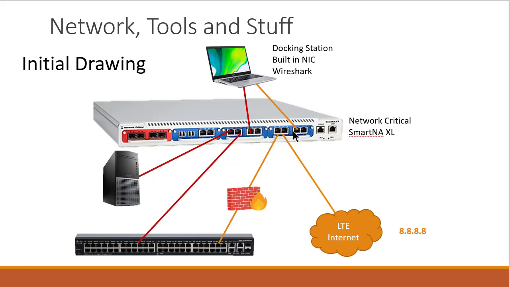These are the two monitor ports on this Network Critical Smart NA packet broker. So on one side, we've got, we'll just call it the client, for example. Here's the client going in that port, out that port, into the main switch, across the switch, firewall, into the packet broker, out to the internet. So it's on the outside of the firewall, okay?